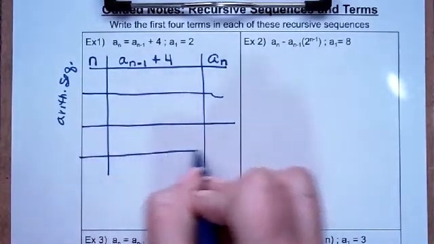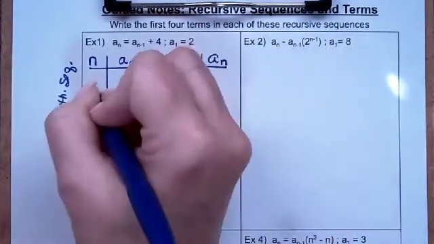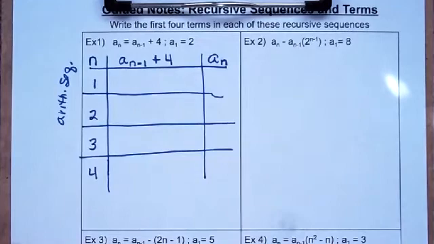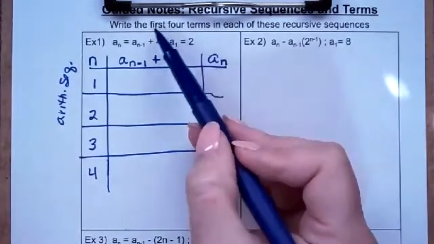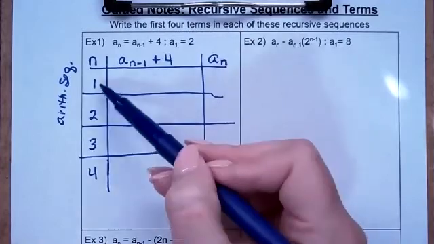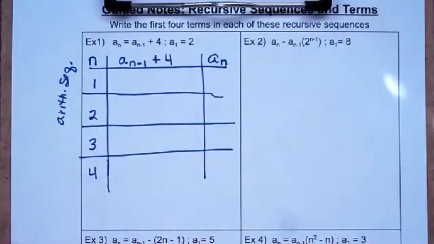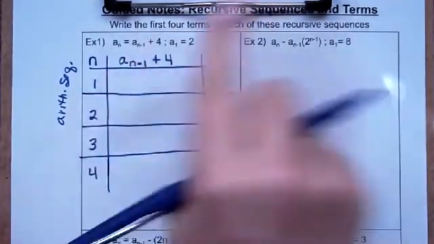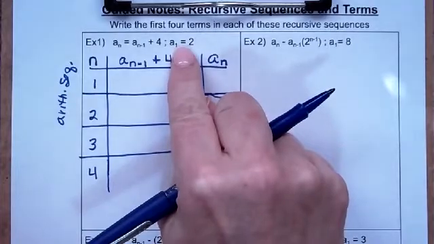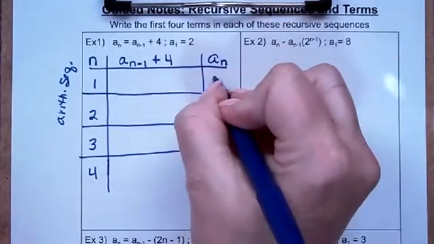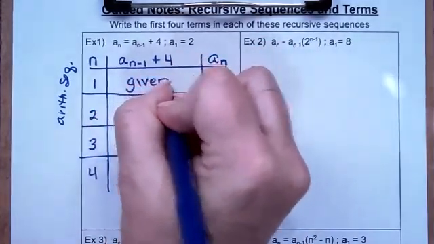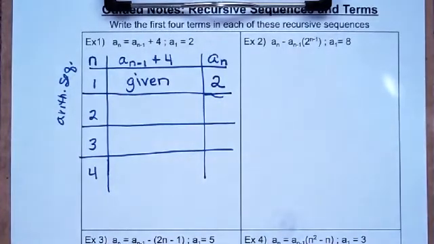I'm going to make my table: 1, 2, 3, 4. The reason I did that was because it said find the first 4 terms. First one, second one, third one, fourth one. Now, we're already given the first one because we're told right here that a sub 1 is equal to 2. So I'm going to put a 2 right here for a sub 1. And to show the work, all I'm going to write is given. We're told that. Anytime you're told something in math, you can just use the word given.